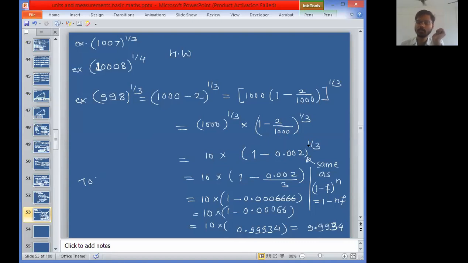How will you multiply these two? You will multiply by 0.002, which is a negative number, and this is a positive number. Positive into negative, the answer will be negative. So multiplication of 0.002 into 1 by 3. Into 1 by 3 means divide by 3.